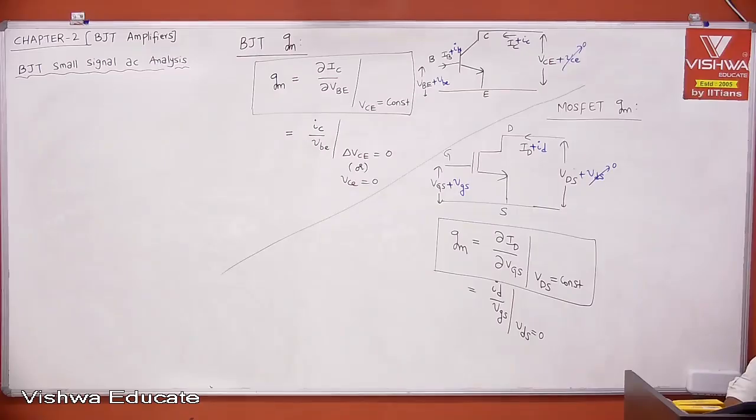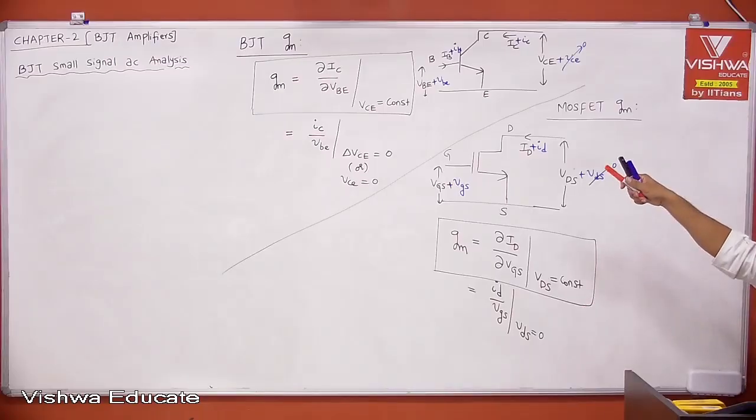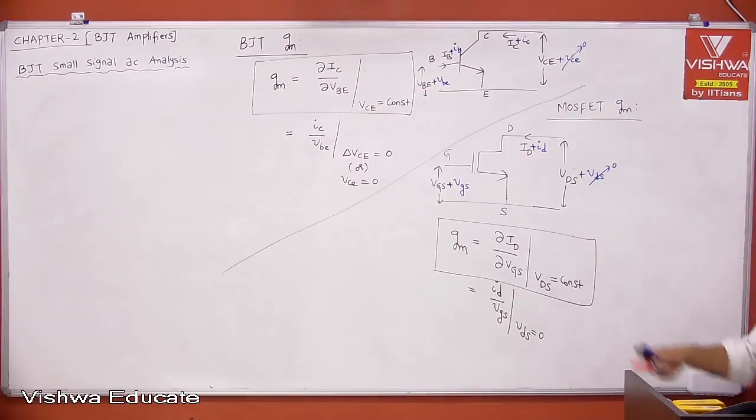I'll give 30 seconds to complete. Try to complete it fast. And after that we will derive what GM is. I'll derive GM for this also, but when I start MOSFET, I'll explain what GM is. The definition is this, and similarly the definition for BJT is that. Now let's derive what GM is. Okay.